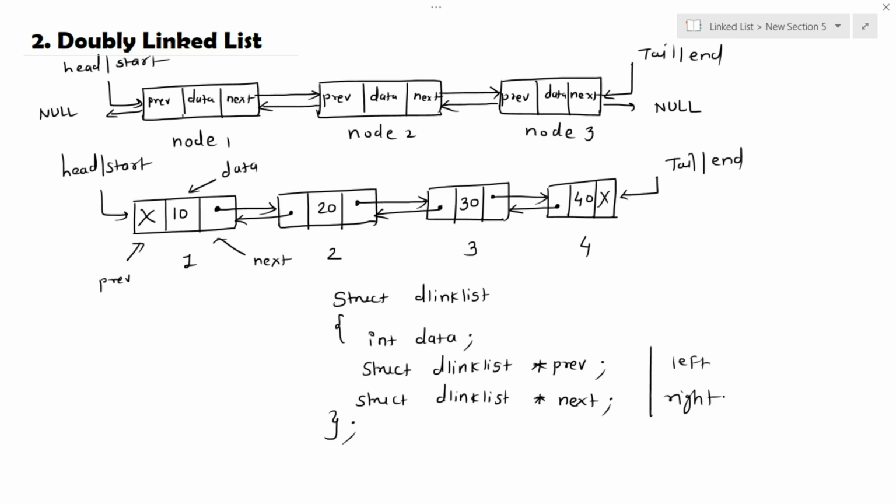Okay, in a singly linked list we could traverse in only one direction, but in a doubly linked list, as there are 2 pointer variables, previous and next, we can traverse in both directions. If we want to find out the record of the previous node, then we use the previous pointer and go to the previous node, and if we want to find out the record of the next node, then we use the next pointer and go to the next node.